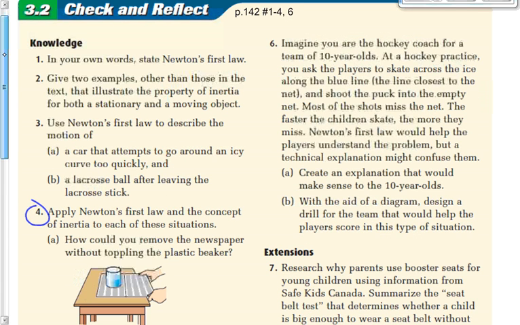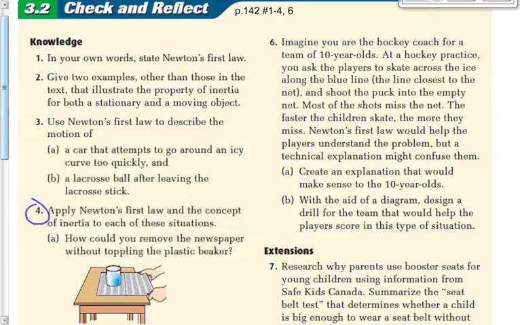Imagine you're the hockey coach for a team of 10-year-olds at a hockey practice. You ask the players to skate across the ice along the blue line, which, for those of us who aren't in Canada, we'll explain what the blue line in hockey is. It's the line that's closest to the net. So we shoot this puck into the empty net. Most of the shots miss the net. The faster the children skate, the more they miss. Newton's first law would help the players understand the problem, but a technical explanation might confuse them. So we want to create an explanation that would make sense to 10-year-olds.